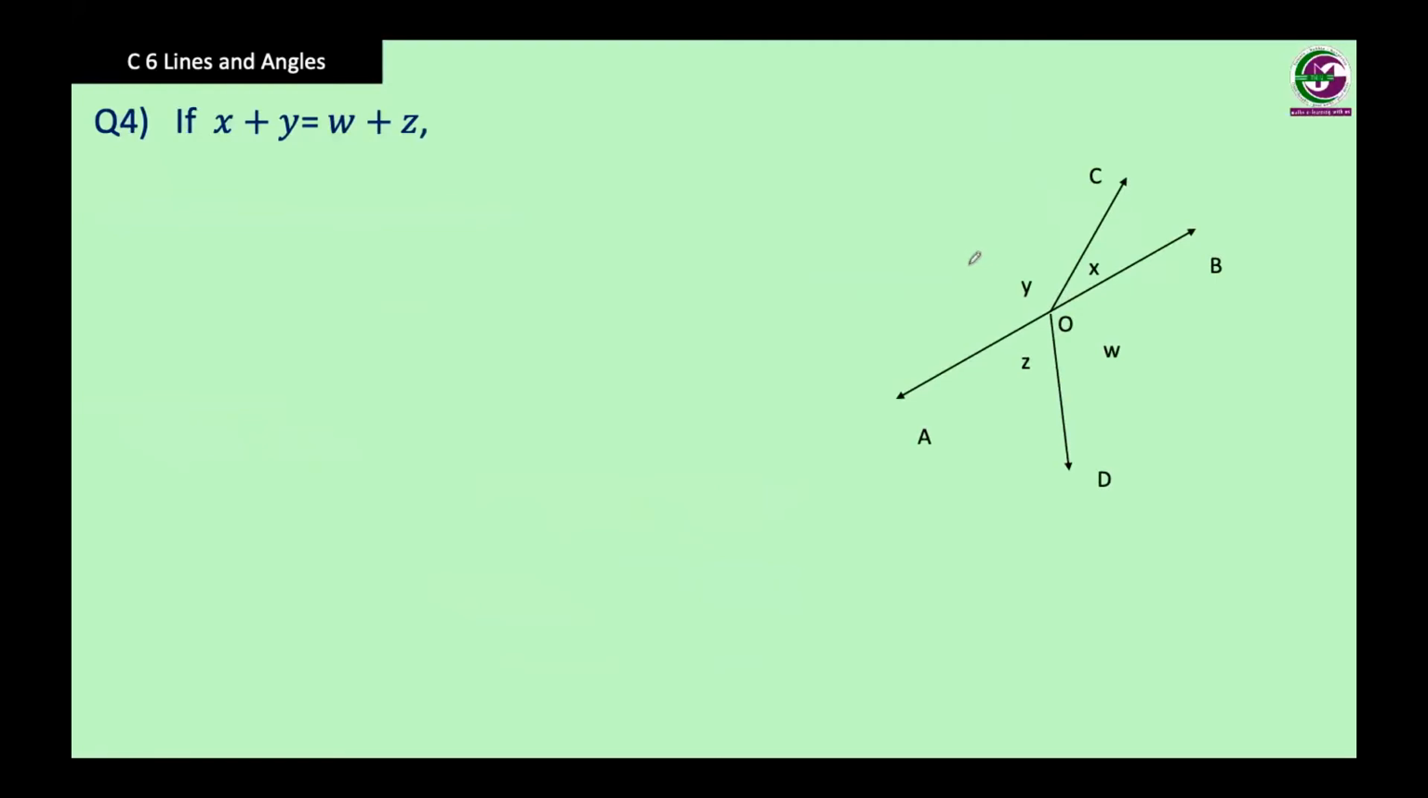X plus y is equal to w plus z. X plus y is the upper part of AOB, and w plus z is the lower part of the line AOB. Now we have to prove that AOB is a straight line. So let us see what we have to do. Altogether, the marked shape forms a complete angle.